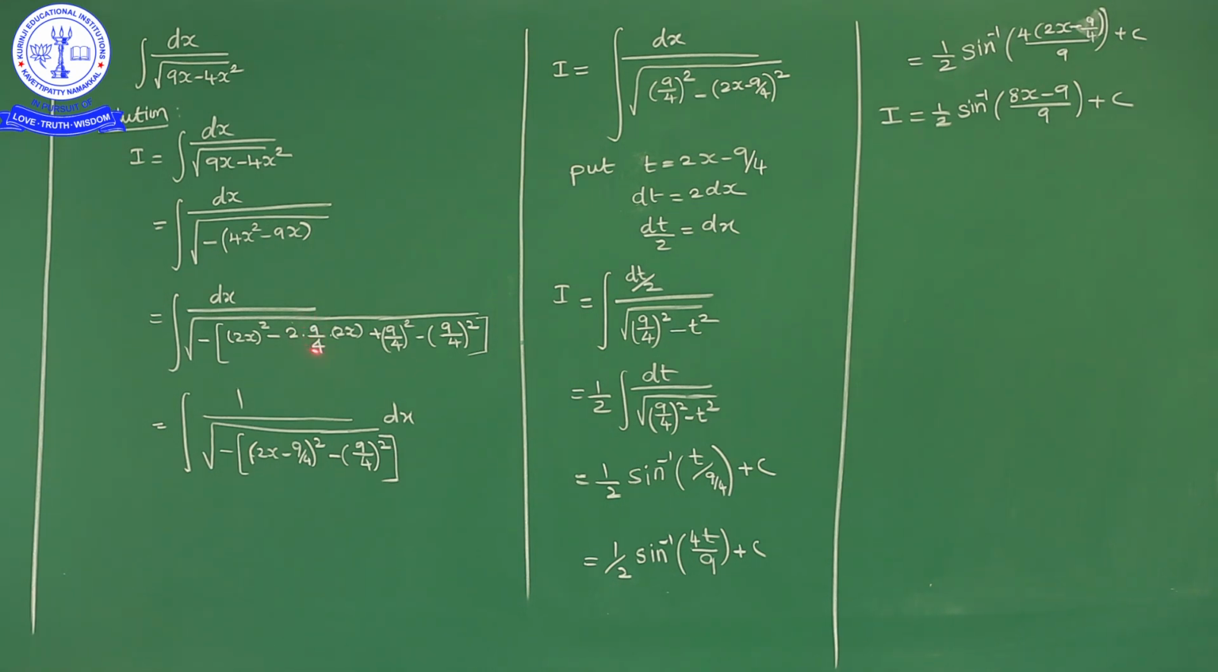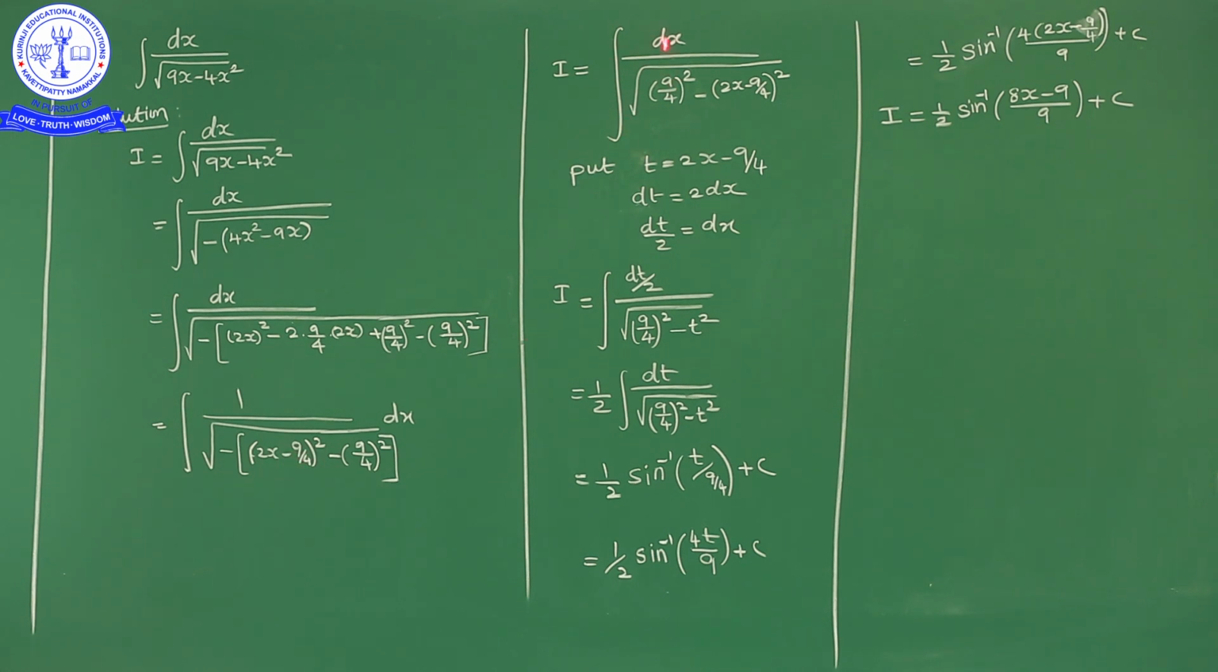9 by 4. So to make it a perfect square, I will add 9 by 4 whole square and I subtract 9 by 4 whole square. Okay. But don't think it is under root negative term. Minus of, now 2x minus 9 by 4 whole square minus 9 by 4 whole square. Here you have minus, if you multiply with minus, so minus of minus plus, so 9 by 4 whole square minus 2x minus 9 by 4 whole square.